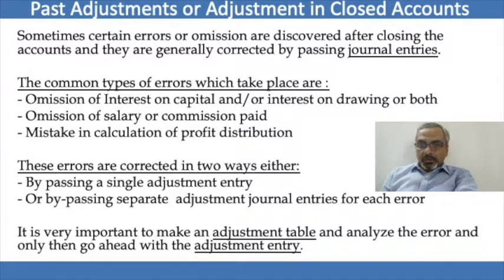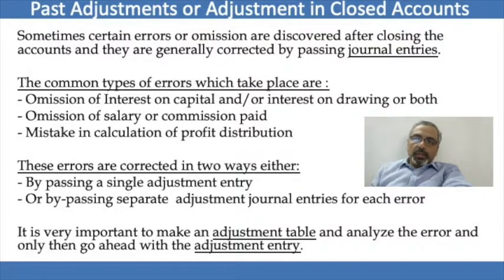So these types of mistakes, which occur and are noticed after the preparation of the profit and loss appropriation account, are corrected either by passing a single adjustment entry, which is more common, or by passing separate adjustment journal entries for each item. It is very important to make an adjustment table and analyze the errors, and only then go ahead with the adjustment entry, because when there are multiple errors, we must make an adjustment table first and only after that start with the corrections.